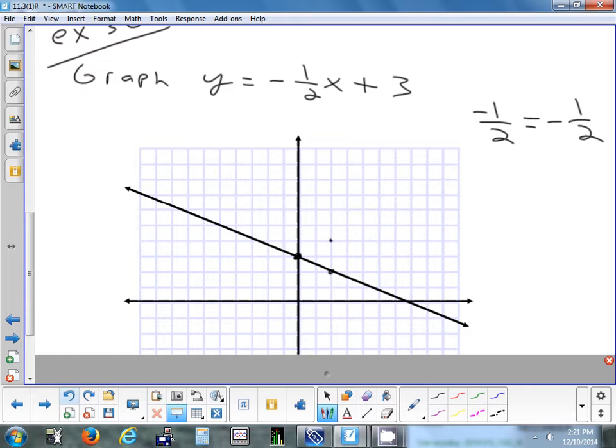So if this problem was y equals 1/2 x, you'd draw a line through those points. But since it was negative 1/2, this line should be slanting down as you go to the right. A positive slope, which way does the line slant? It slants up as you go to the right. That's a positive slope.